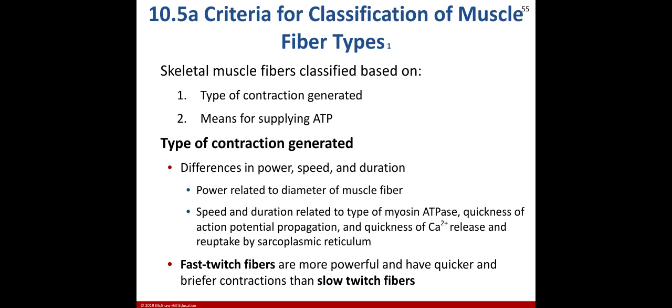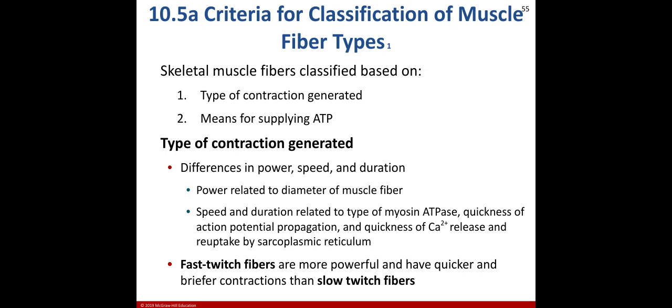Okay, so when we're looking at muscles, we have to classify their muscle fibers based on a few things: what type of contraction is generated, and how they get the ATP. There are differences in the power, the speed, and the duration of the contraction. Power is related to the diameter of the muscle fiber. Speed and duration have to do with an enzyme called myosin ATPase, and also the quickness of the action potential: how fast it spreads, how fast you can release the calcium ions, and how fast you can take them back in.